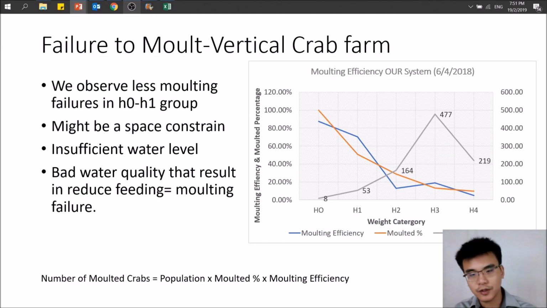As you can see, we first break down the analysis into different weight categories. H0 is crabs from 0 to about 100 grams. H1s are crabs from 100 to 200 grams. H2s are crabs from 200 to 300 grams. And H3 are crabs from 300 to 400 grams, and so forth. So how do we calculate the number of molted crabs? What we use is two variables.